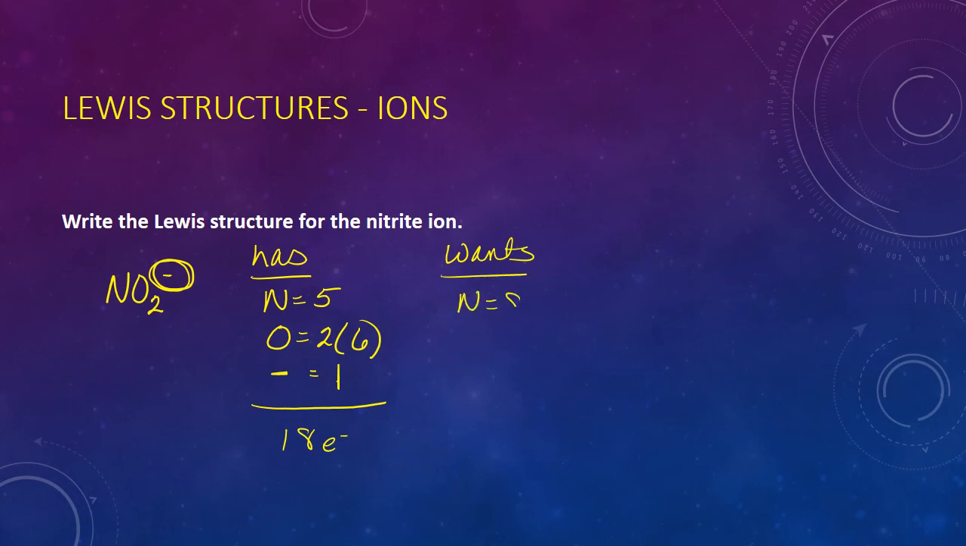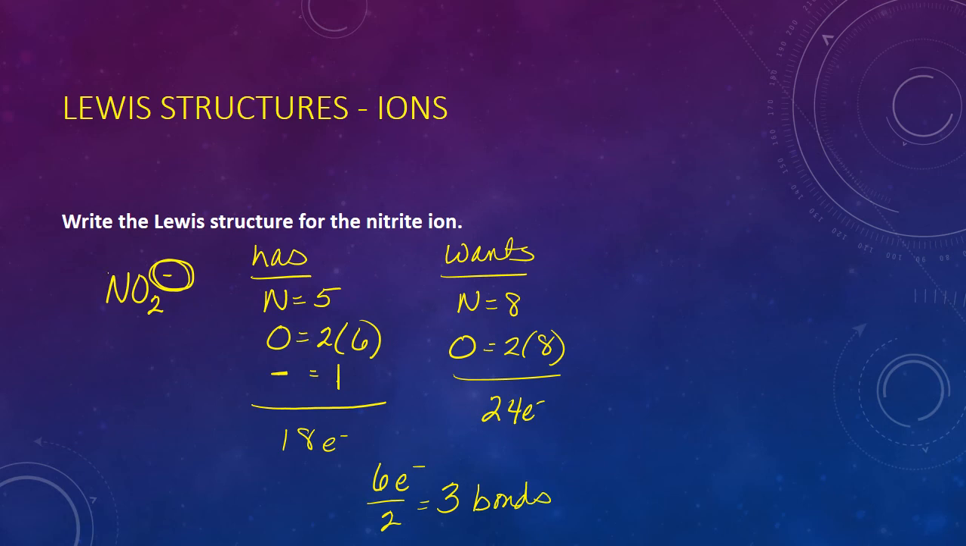Nitrogen wants 8. Oxygen, we have 2 of them. That also wants 8. And we don't count the lone charge on here, because the charge doesn't want anything. It just is part of what it has. So we have 16 and 8, that's 24 electrons. Subtracting these two, we end up with 6 bonding electrons. Divide by 2 gives us 3 bonds.